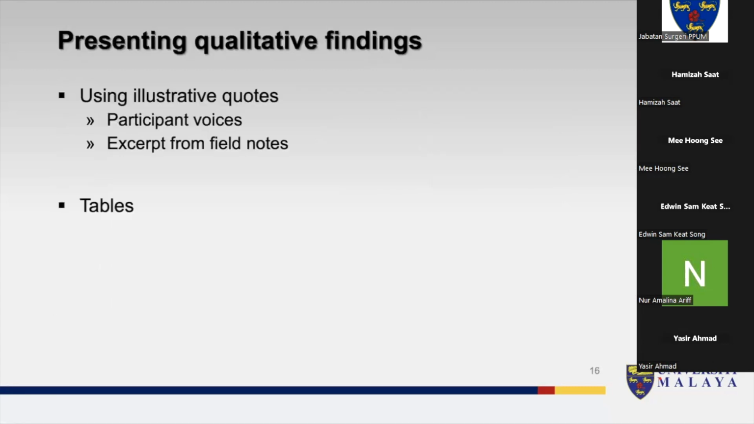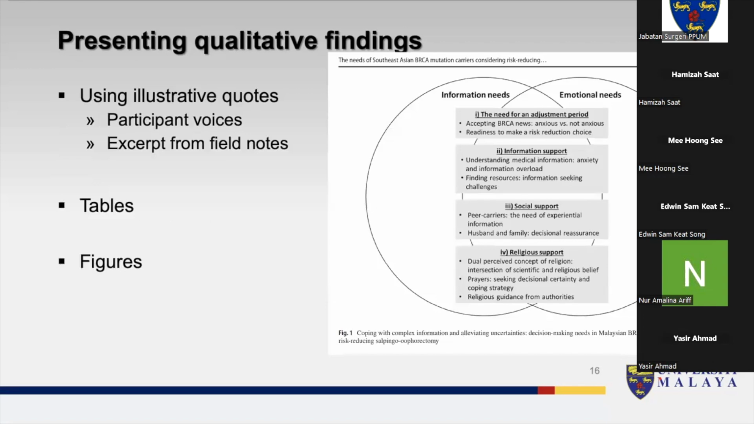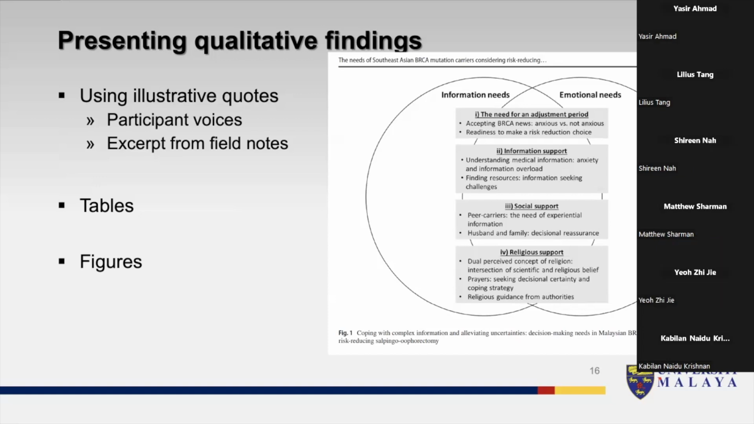So how to present your qualitative findings? This is an example from my paper. When you present your qualitative findings, what you should have at the back of your mind is, who are the readers? Who is the one who you want to use your findings? For example, when you interview patients, you may want clinicians to use the findings to improve patient-centered care. So findings can be presented using illustrative quotes, the patient's voice, or excerpts from the field notes. You can also present them in tables and figures.